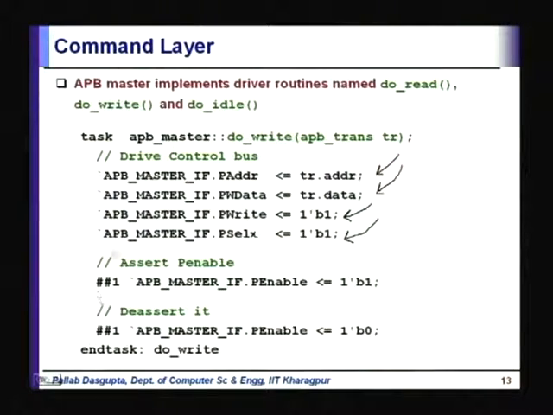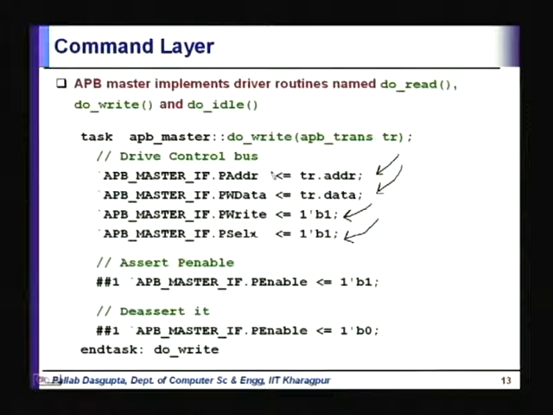And then you wait one cycle and raise PENABLE, okay, and then you lower it in the next cycle. This is the complete write transfer. So the do write is going to do this, right? What would do read do?